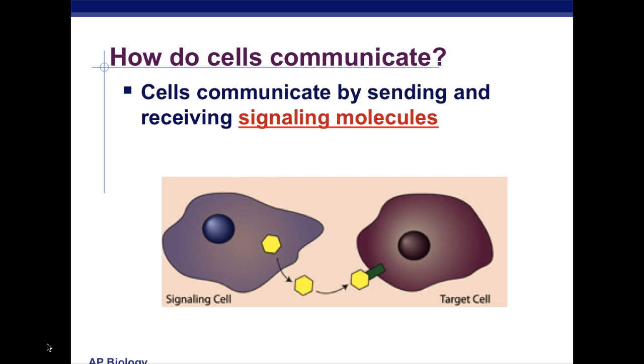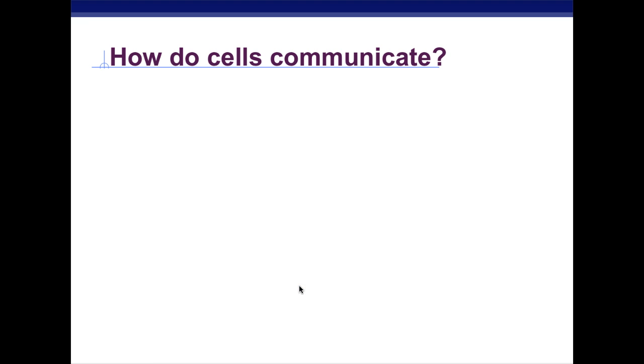So, how do cells communicate? They communicate by sending signaling molecules. So, one cell will produce a signaling molecule that'll be received by what we call the target cell. So, the signaling cell is the one that sends the molecule. The target cell is the cell that receives that signaling molecule. And these signaling molecules could be all sorts of things from proteins to lipids to even ions.